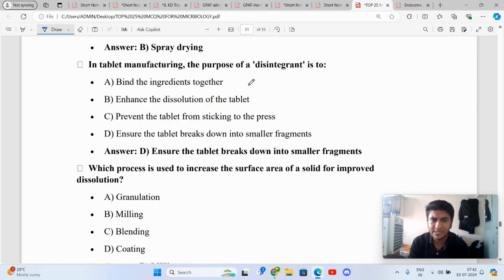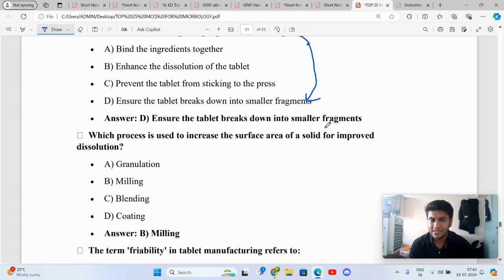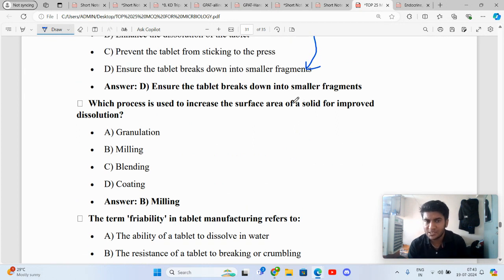In tablet manufacturing, a disintegrant is any substance that is used for the tablets to break down into small fragments. So there can be super disintegrants like sodium starch glycolate, croscarmellose, and there can be disintegrants like starch. Disintegrants can have different mechanisms, wicking, swelling, all these are mechanisms of disintegration.